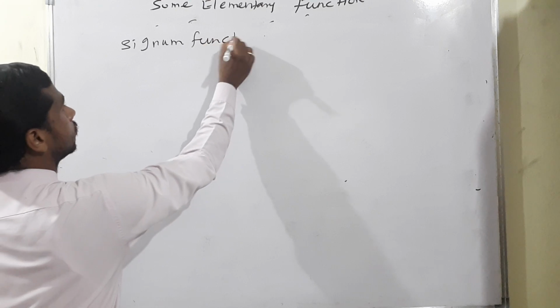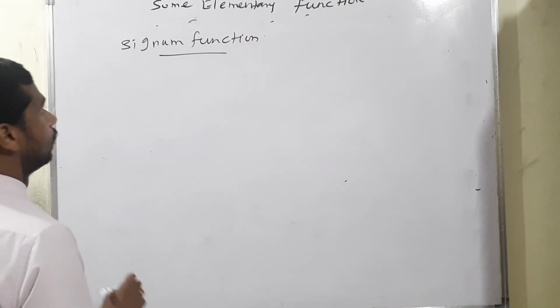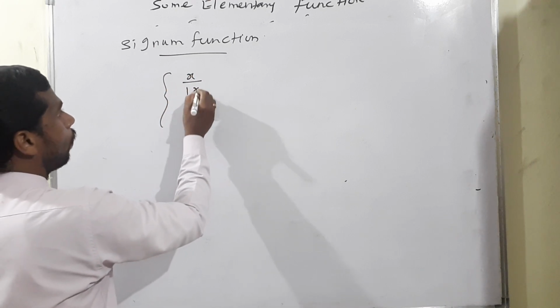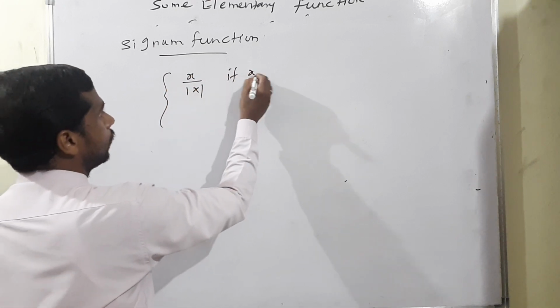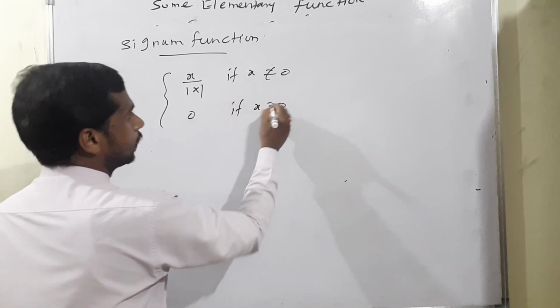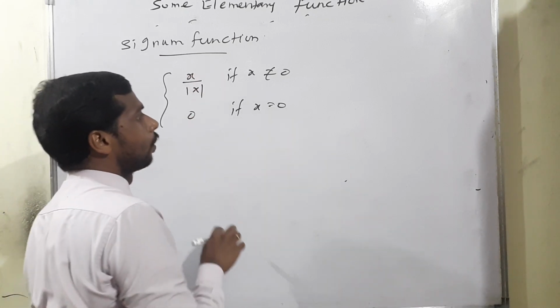Signum function. Actually, the g is silent. Okay, the signum function. We can write it in two different ways: x divided by modulus x, if x is not equal to 0. Here x is definitely not equal to 0. This is one of the conditions. So, x divided by modulus x.